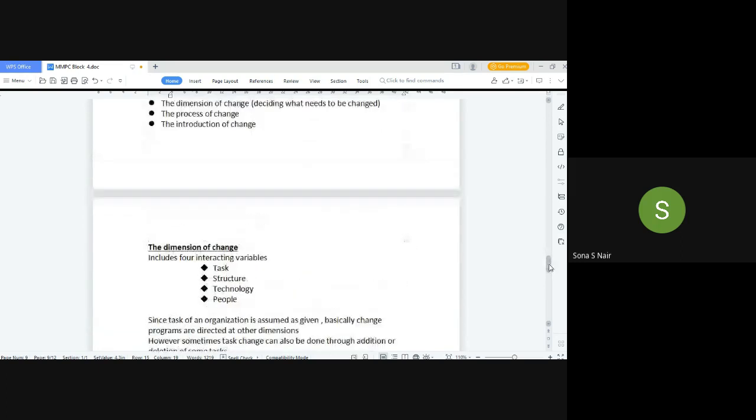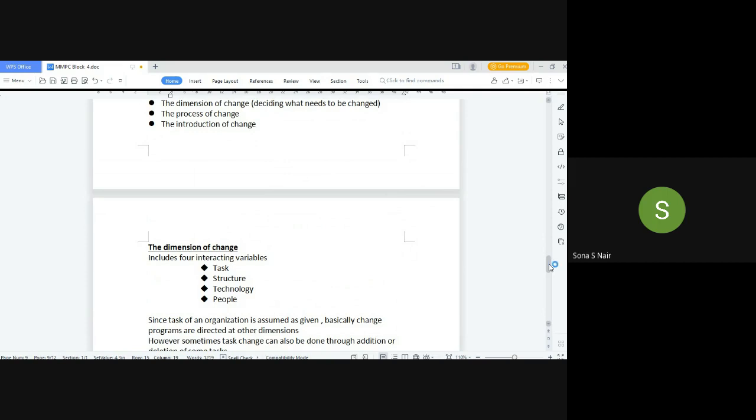Okay, what do you mean by the dimension of change? Dimension of change includes four interacting variables. By dimension, we mean what is it that we want to change? Obviously, we are not going to change everything in the organization. That also can happen, possibly when an organization is maybe not doing very well. They might call in some consultants and they might want to change a lot of things about the organization.